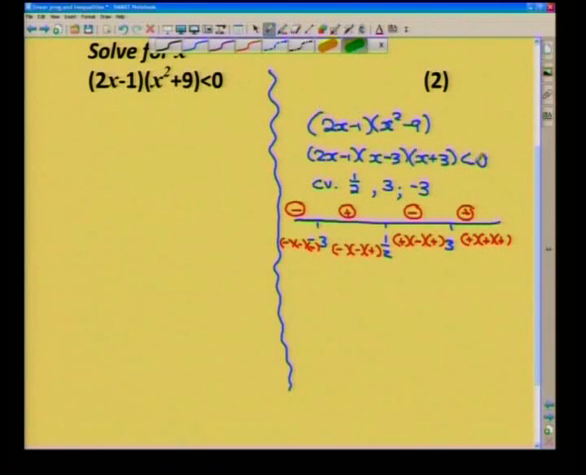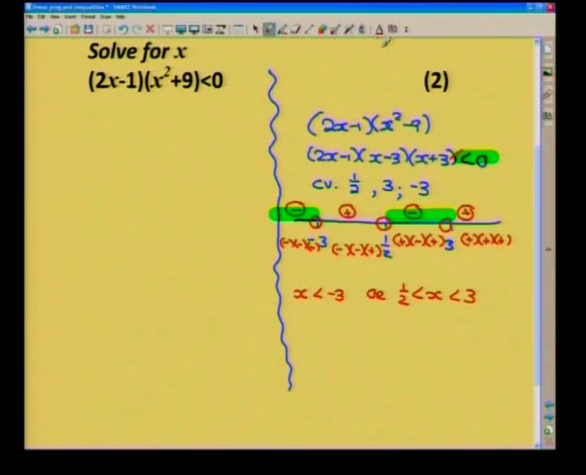And if I want to select here, I want smaller than 0. So I want these and these. Okay, do you agree with me? I would not be including those points because it only wants smaller than. So I would write x smaller than -3 or x sandwiched between a half and 3. And you're also welcome to use the other notation if you prefer.